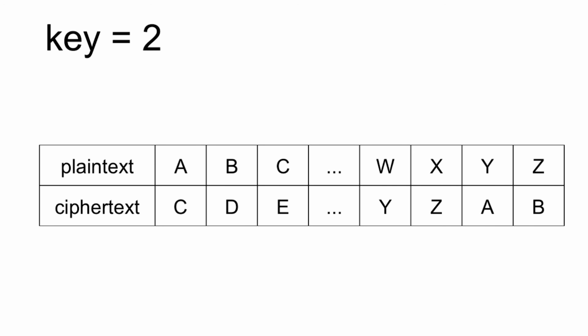Then Y would shift all the way, wrapping around the alphabet to get to A, and then finally the last letter of the alphabet, Z, would encode to B. You got that? Let's look at some examples.